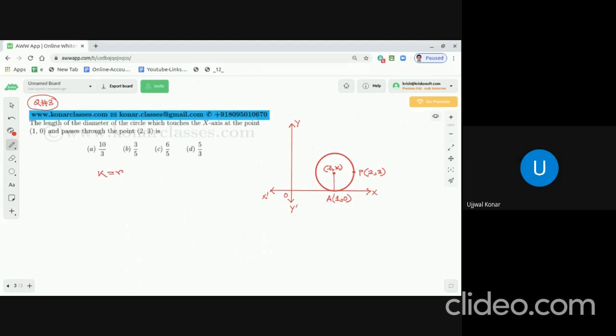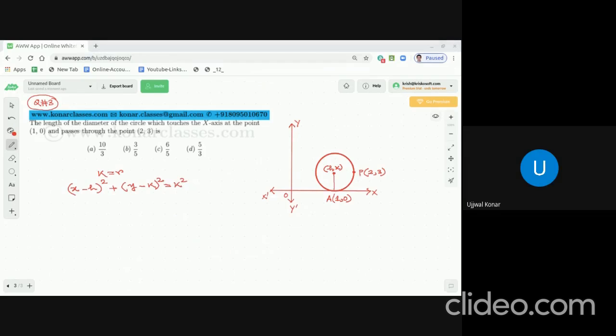Okay, all you need to find is the value of 2k, correct? So one thing is pretty sure: k is equal to r is equal to k. So what is the equation of the circle? The equation of the circle is (x minus h) whole square plus (y minus k) whole square is equal to k square, because r square equals k square.